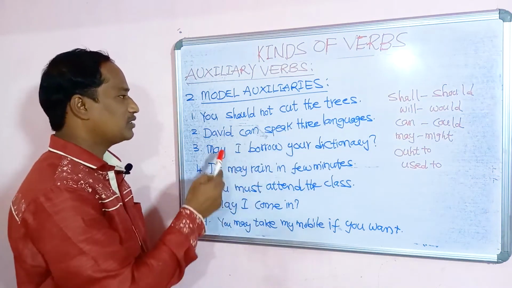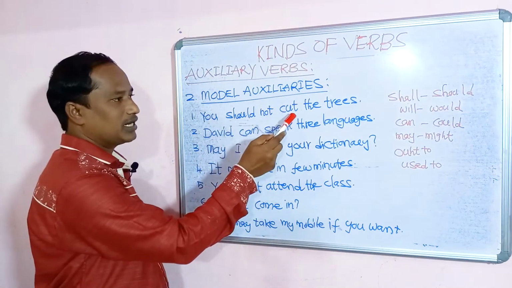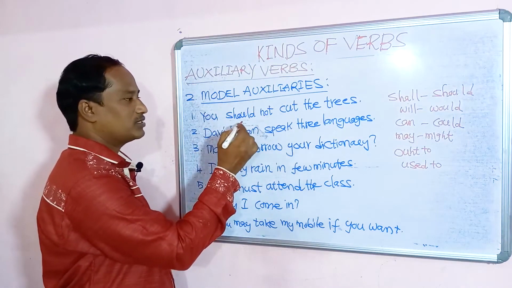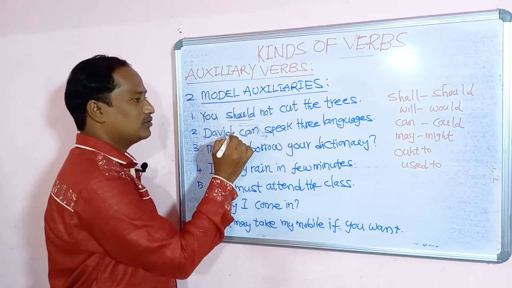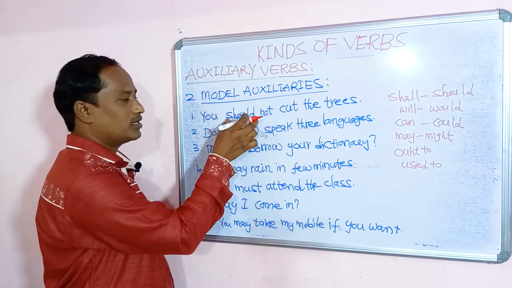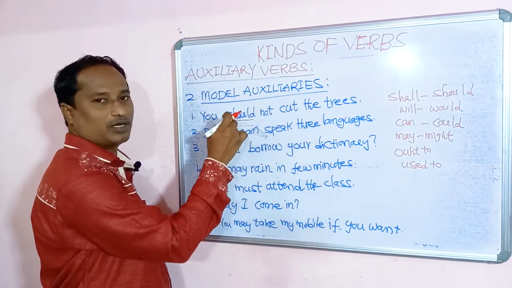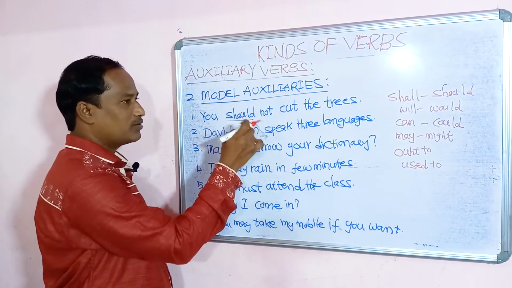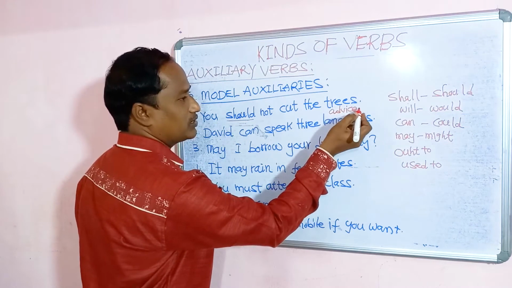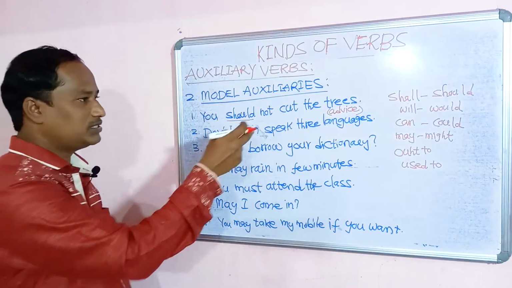In these examples, look at the sentences one by one. Here the first sentence: you should not cut the trees. So here in this sentence, what is the modal auxiliary verb? Should. And what is the main function of this modal auxiliary in this sentence? Here this modal auxiliary gives us advice or suggestion. So we can understand the function of this modal auxiliary should. It gives us advice.